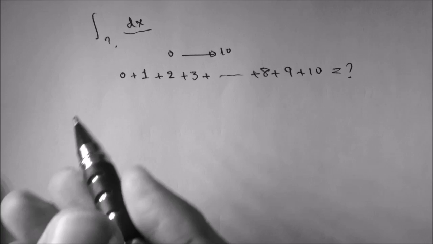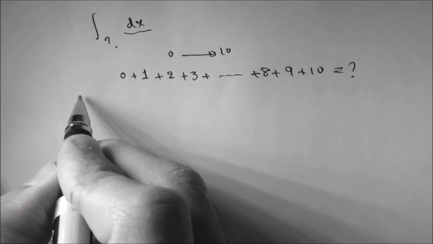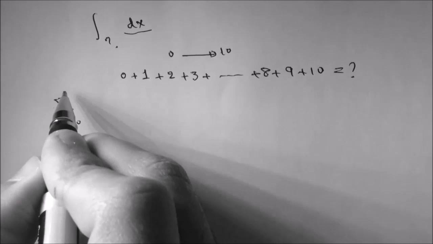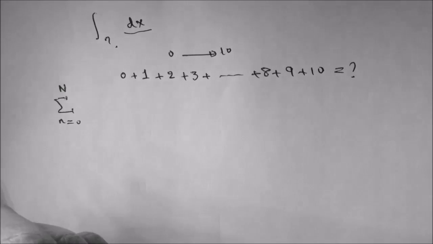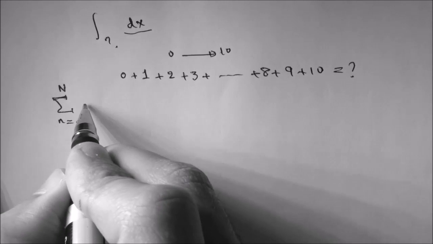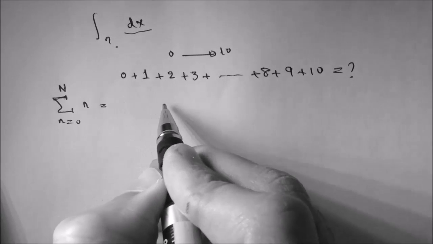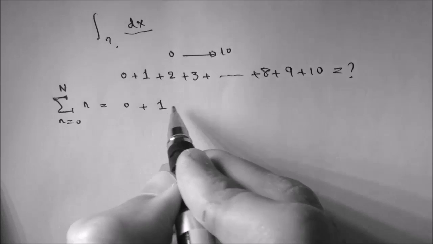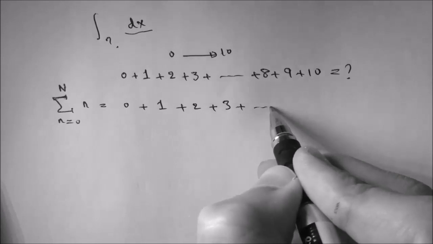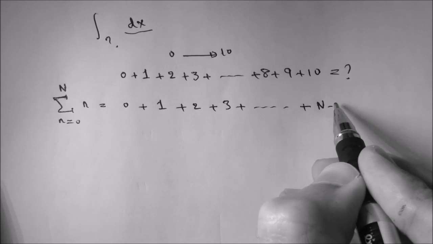I'm going to use the sigma notation to find a formula for this problem. Sigma from n equals 0 to capital N. Capital N can be 10 or any other number. We expand this: 0 plus 1 plus 2 plus 3 plus other terms until plus n minus 1 plus n.